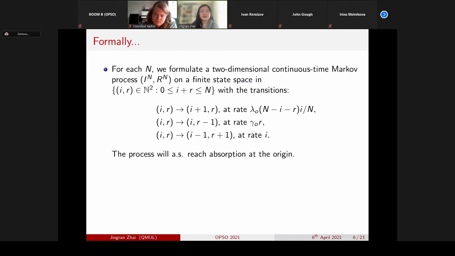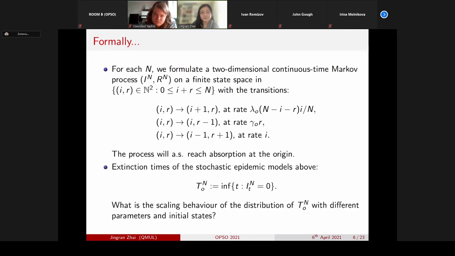We know that this model will almost surely reach absorption at (0, 0). Therefore, we can define extinction time as the time it takes for the size of the infected compartment to reach 0. So in mathematical epidemiology, one question we ask is what is the scaling behavior of the distribution of the extinction time and how it changes with different parameters and different initial states of the model.